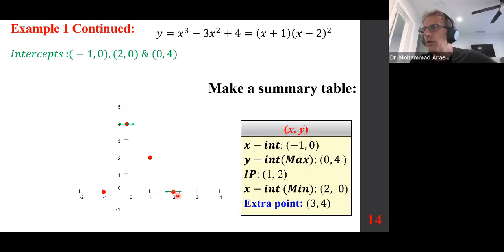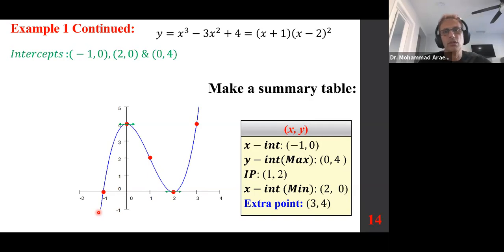Extra point: you remember the end behavior is here and here. If you want an extra point, you can draw that, or if you don't want it, it's really not that big of a deal. But if you want a more precise graph, I highly recommend you pick up a couple of extra points, one here, and because it crosses this, maybe 1 to the left of negative 1. So from here, we basically graph it like this. So it looks like that. This is the graph of the function.